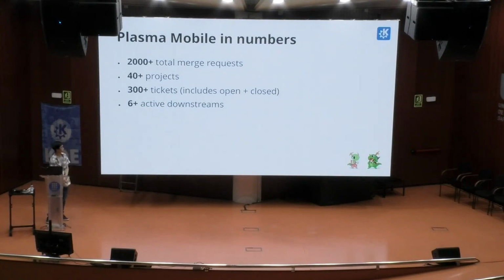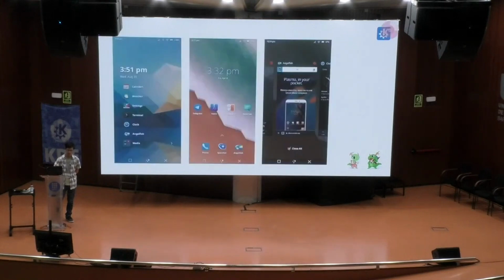And we have 6 plus active downstreams like openSUSE, Fedora, Manjaro, Ghost Market OS, and several others. So this is how the numbers are growing, and I hope that the mobile community keeps growing over time. Next slide, please.